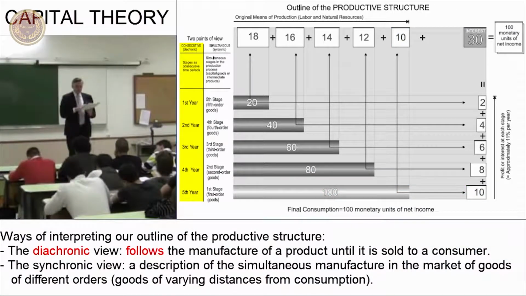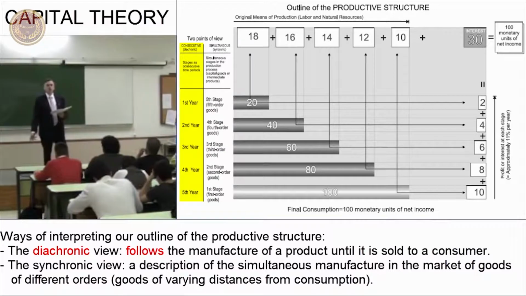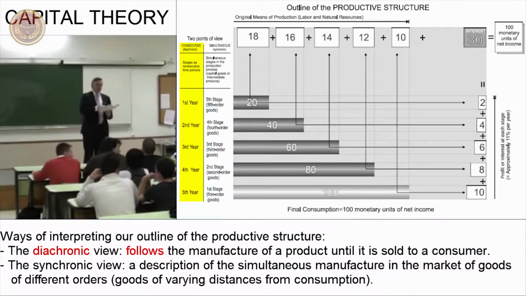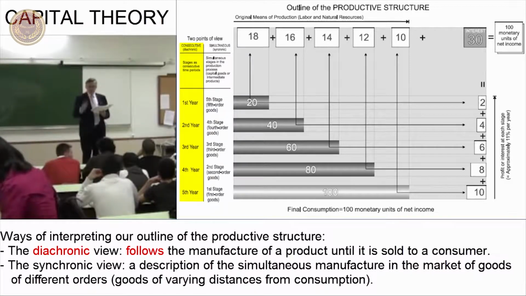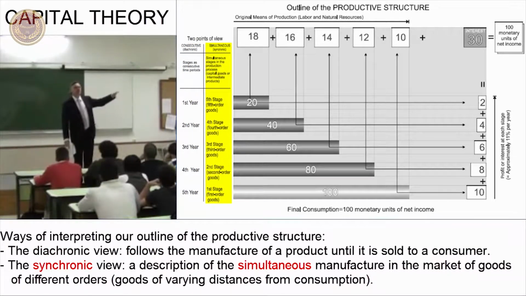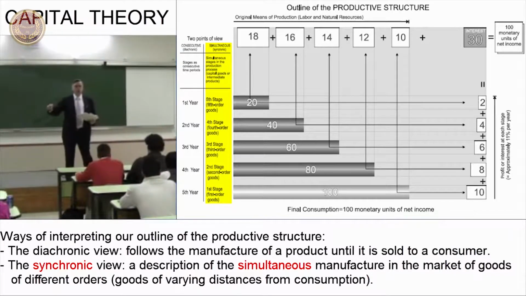Well, we can conceptualize the productive structure from a diachronic point of view. That is, one stage after another. Hence, from the time the car is designed and the iron ore is extracted, until the car has been produced and is handed over, along with the keys, to the customer, 5 years pass. However, we can also interpret the productive structure from a synchronic point of view. In contrast to diachrony, synchrony refers to a sort of snapshot.